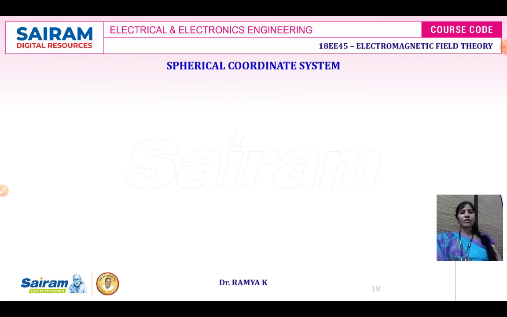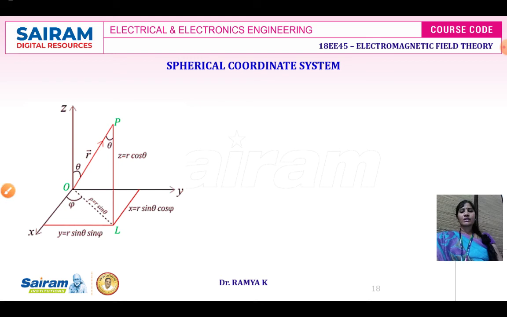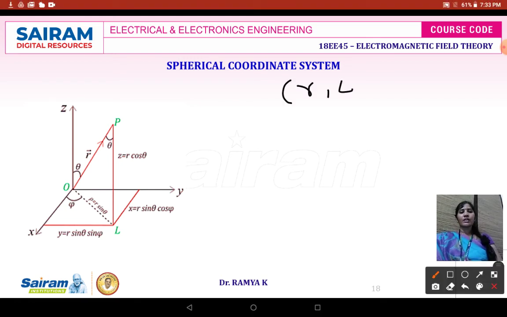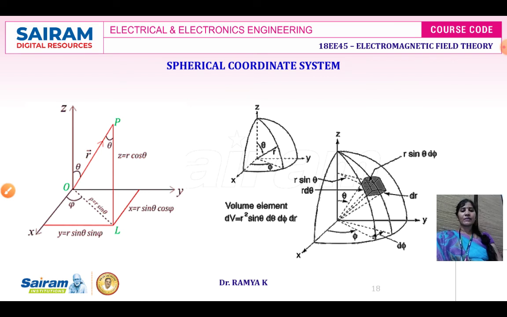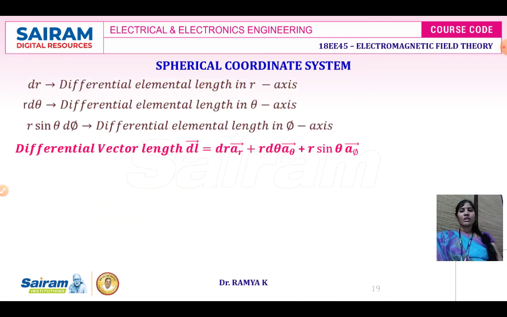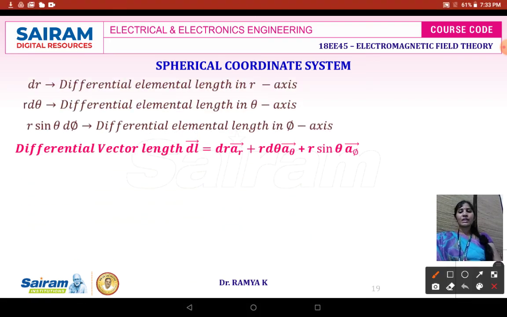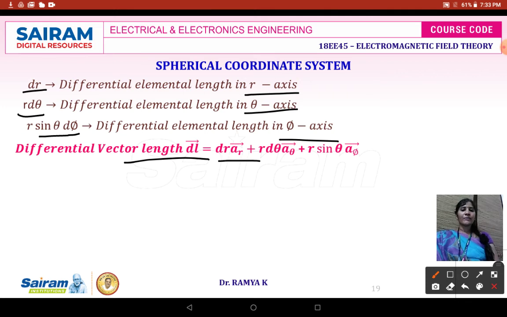Next is your spherical coordinate system. In the spherical coordinate system, the three coordinates are r, theta, and phi. It is a sphere, so we have a differential elemental length. The differential elemental length is dr, r d theta, r sin theta d phi. So you can see how the differential elemental length varies along your r axis, theta axis, and phi axis. Therefore, the total vector length dl is dr ar, r d theta a theta, r sin theta d phi a phi.